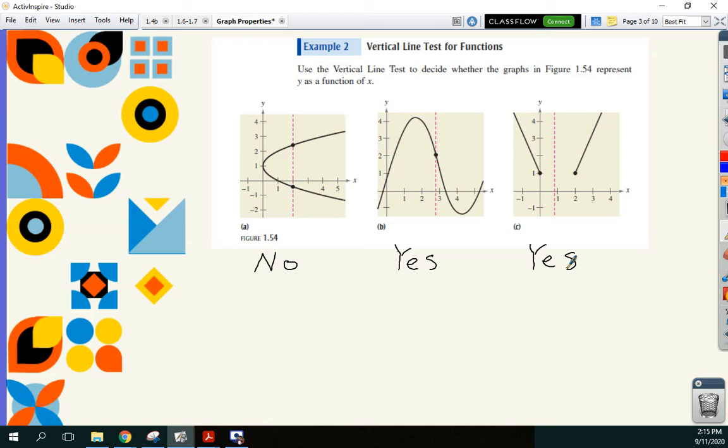Now, that graph would not be continuous. So remember that in order for something to be continuous, I have to be able to draw the whole graph without picking my pencil up. In this case, we couldn't do that. We have to have that jump in the middle, but it can still be a function and not continuous.